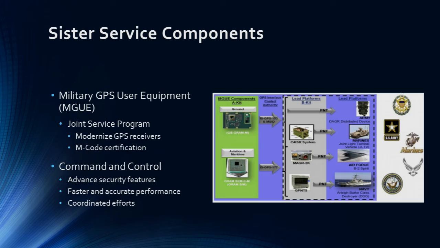While the sister services will most likely not have a huge domain in the space arena, they will have partnerships with the Space Force by capitalizing on Space Force capabilities. A recent example of joint collaboration is the implementation of the military GPS user equipment. This joint service program was developed to modernize all U.S. military GPS receivers in accordance with the M-Code certification.